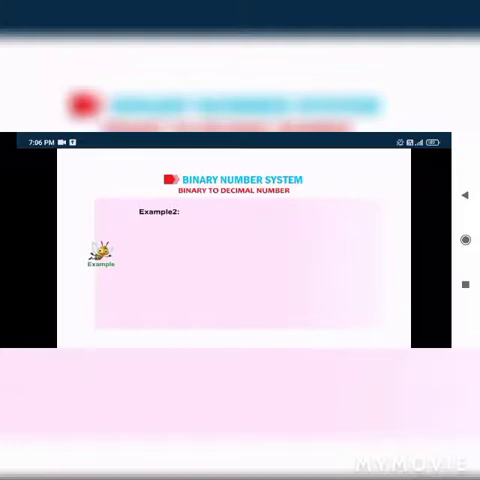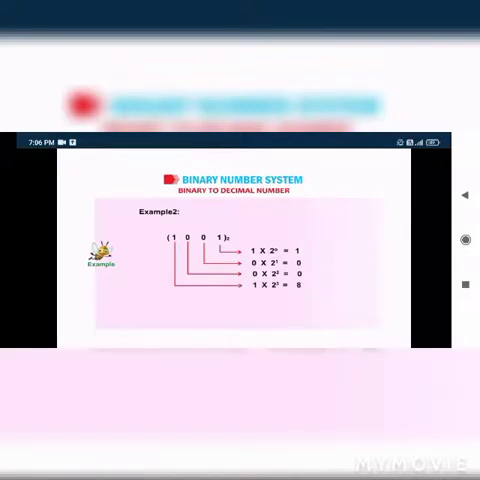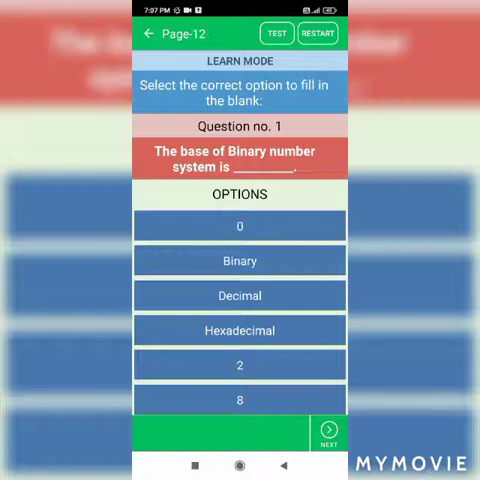Next we have example number 2. In this we have 1001. 1 into 2 to the power 0 is 1, 0 into 2 to the power 1 is 0, 0 into 2 squared is again 0, 1 into 2 cubed is equal to 8. So this answer will be 9. Hope you all understood this. Okay, so next we have understood the whole chapter.